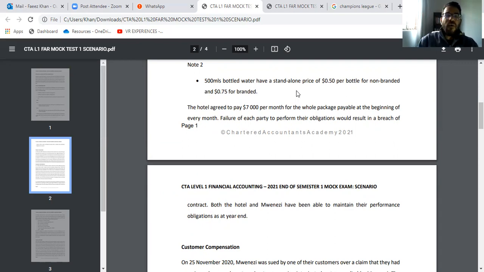But now step number 4 says you need to allocate that transaction price between the performance obligations. There are 3 performance obligations: the bulk, non-purified, the bulk, purified, and then the non-branded 500 milliliter bottles. Each of those are separate performance obligations. Why? They can be sold separately. Okay, so that means we'll have to work out a pricing and then allocate it based on a ratio. Okay, we will show you how to do that.